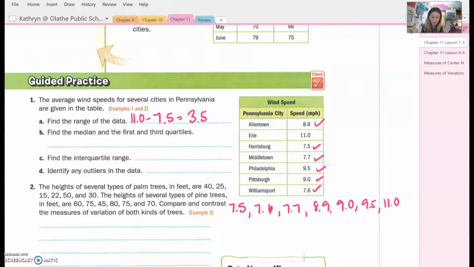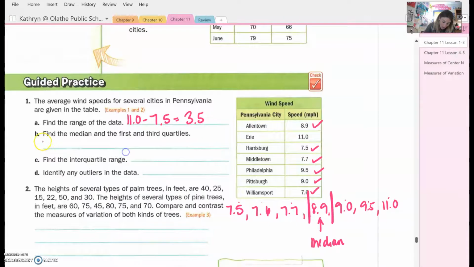Now we're going to find the median, and then after the median, we'll find our quartile 1 and our quartile 3. So counting in from each end, oh, there's my median right here. So my median is 8.9. That means that this number is just going to stay in the middle. It doesn't get divided, it just stays in the middle. So my median is 8.9.